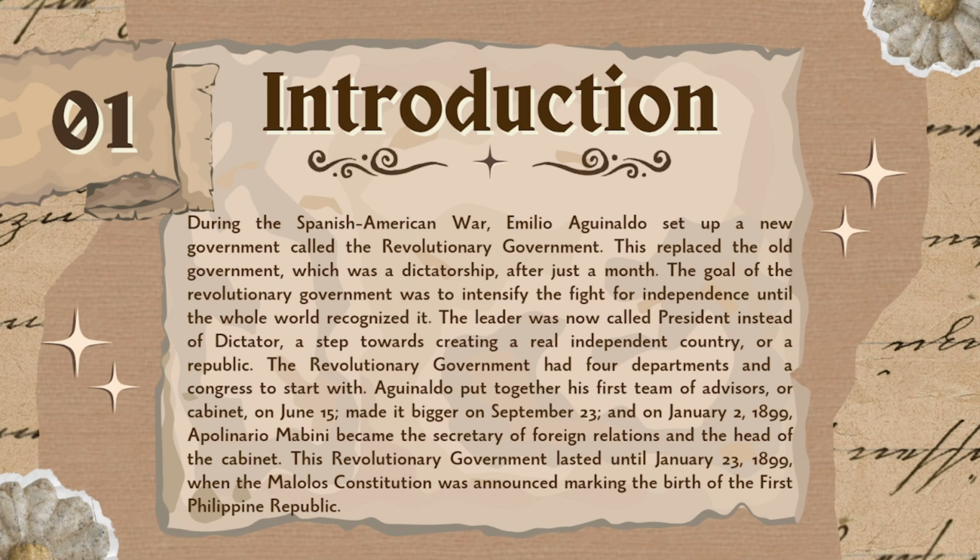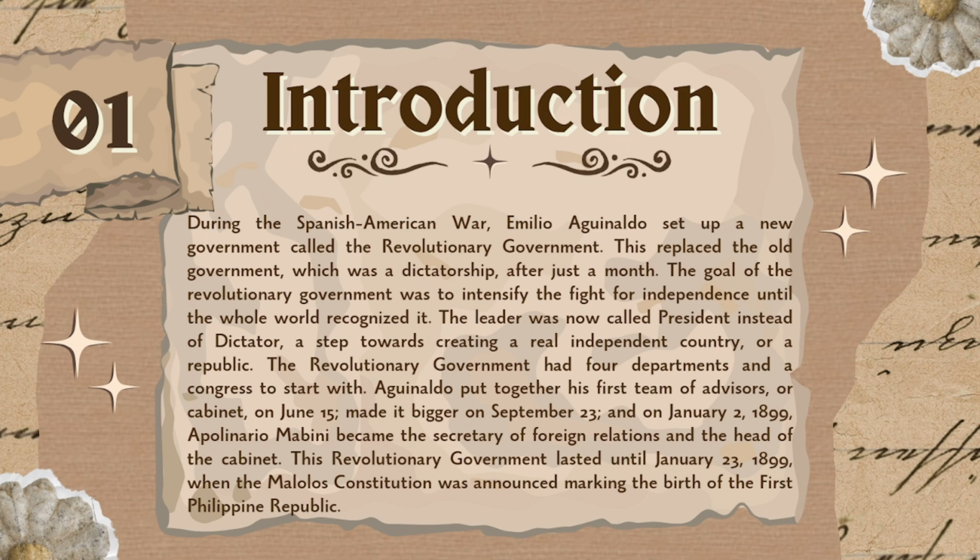During the Spanish-American War, Emilio Aguinaldo set up a new government called the Revolutionary Government. This replaced the old government, which was a dictatorship, after just a month. The goal of the revolutionary government was to intensify the fight for independence until the world recognized it. The leader was now called president instead of dictator, a step towards creating a real independent country, or a republic.